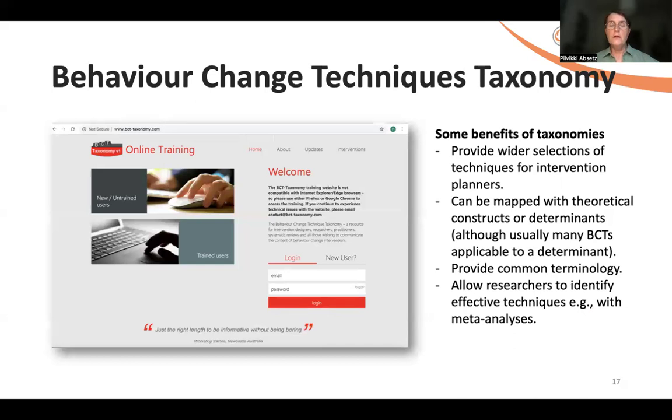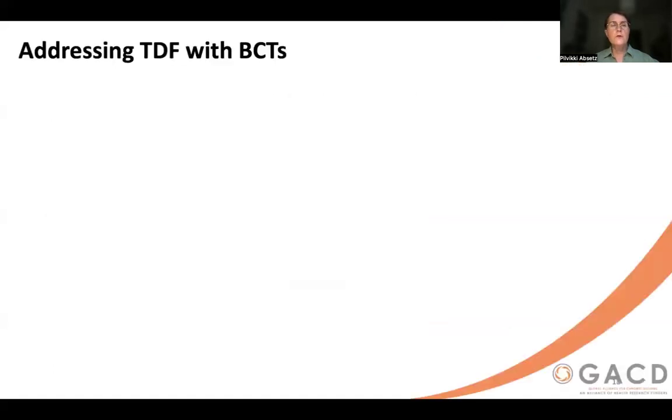Behavior change technique taxonomy is a much used taxonomy nowadays for thinking about different behavior change techniques. The benefits of these types of taxonomies are that they provide wider selections of techniques for intervention planners, and the techniques can be mapped with theoretical constructs or determinants. The taxonomies also provide a common terminology, and when this is used, then researchers can identify effective techniques, for example, with meta-analysis. So we will know much better what works in terms of interventions.